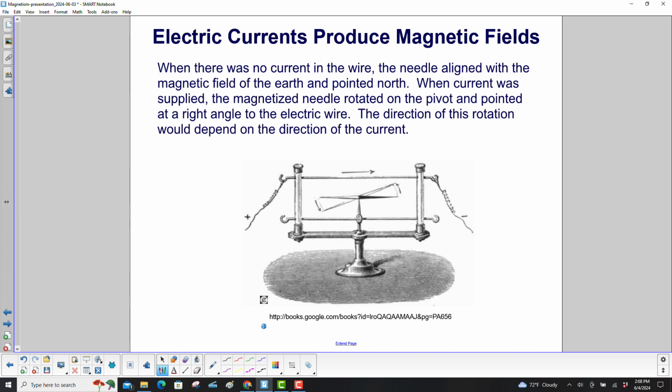When there was no current in the wire, the needle aligned with the magnetic field of the Earth and pointed north. So I'm going to say this direction here is north, and the needle is pointing north. When current was supplied, the magnetized needle rotated on the pivot and pointed at a right angle to the electric wire. And this arrow here shows how it's rotating. You know what? Let me erase that so you can see the picture a little better. The direction of this rotation would depend on the direction of the current.